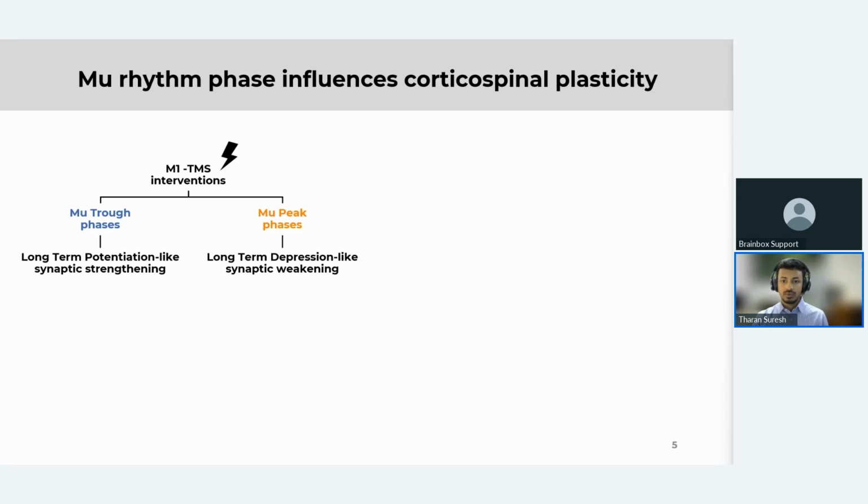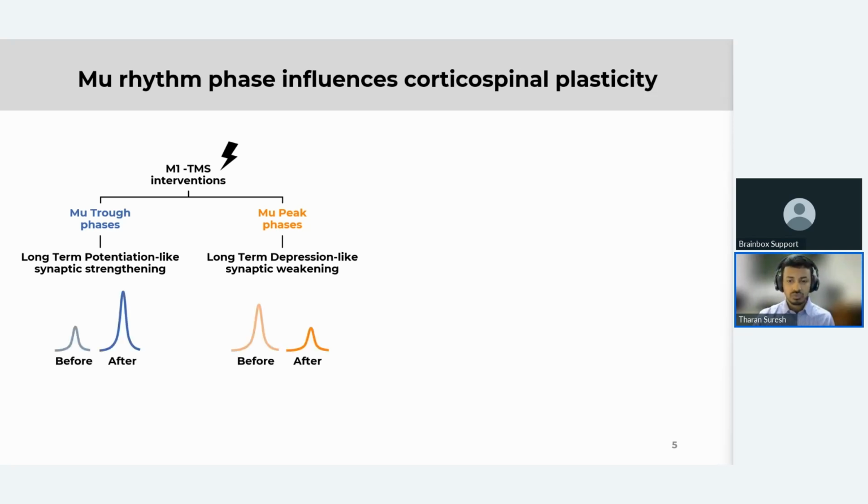So when these interventions were delivered during trough phases, you see long-term potentiation-like synaptic strengthening, whereas those delivered during mu rhythm peak phases show long-term depression-like weakening. So what do I mean by these LTP-like strengthening and LTD-like weakening?